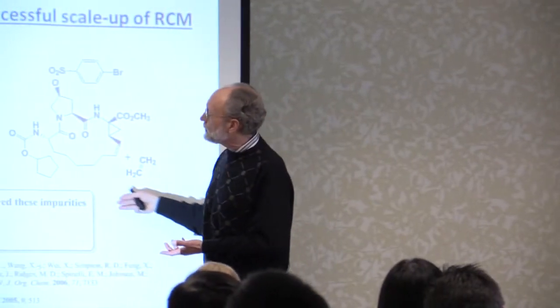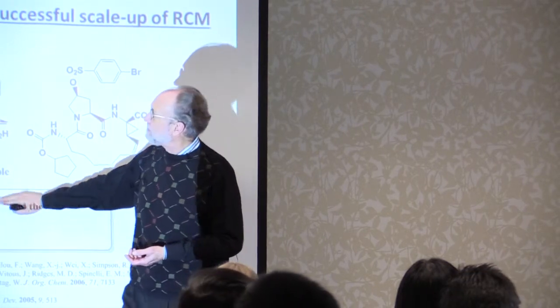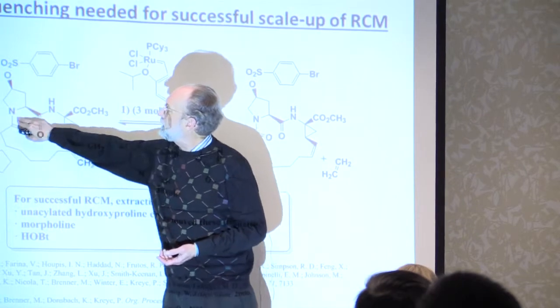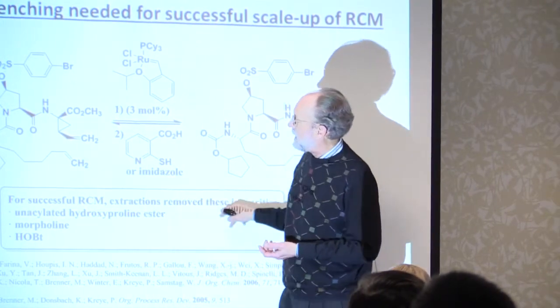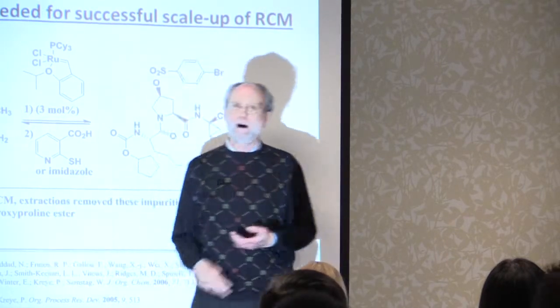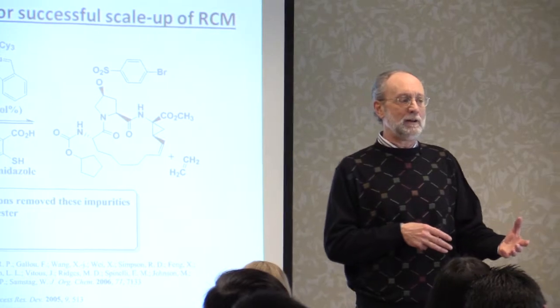And so they went through extractions to pull out secondary amines, the hydroxyproline derivative that came from making the amide, unacylated hydroxyproline, the secondary amine from morpholine. Now, how the morpholine got in there is an unanswered question. It was an impurity in the toluene, and why it was there, this is just what is.